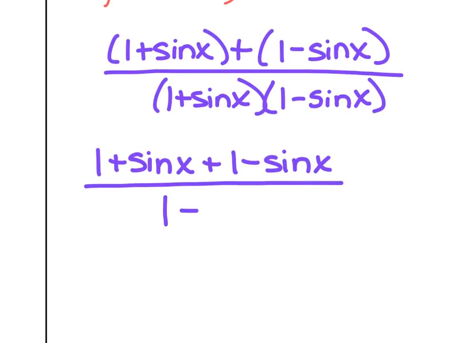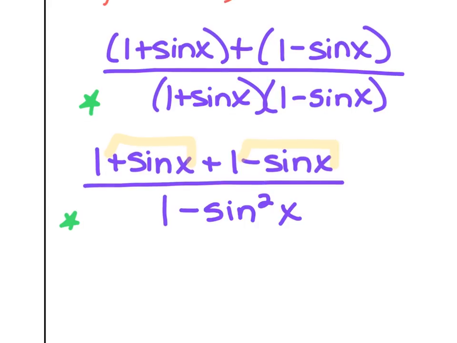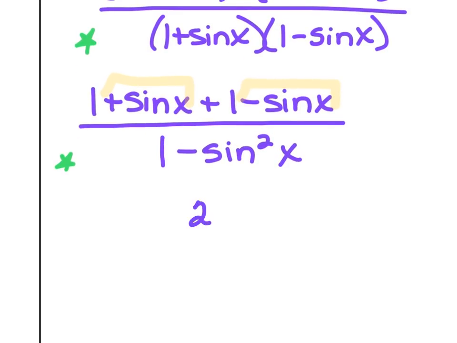Also, when you FOIL the denominator, you'll get 1 minus sine squared of x. So maybe stop the video and double check that you understand how I got from the 1 plus sine times 1 minus sine to get 1 minus sine squared. Now, notice that your plus sine of x and minus sine of x are going to cancel each other out. And so your numerator becomes just 2 over 1 minus sine squared of x.